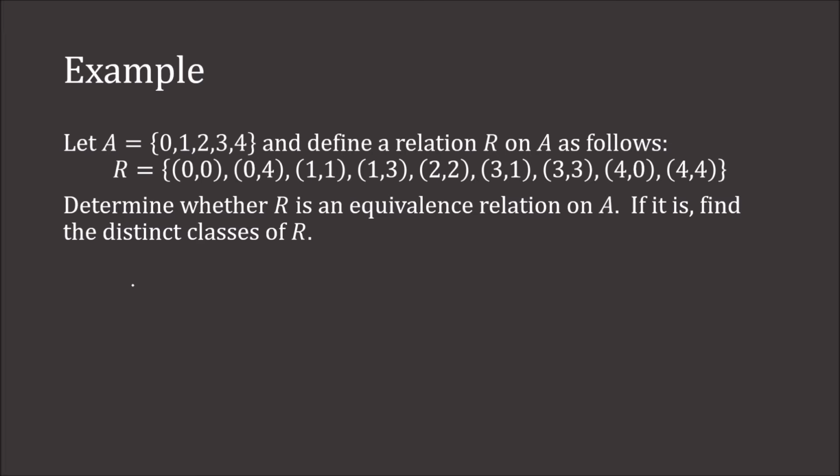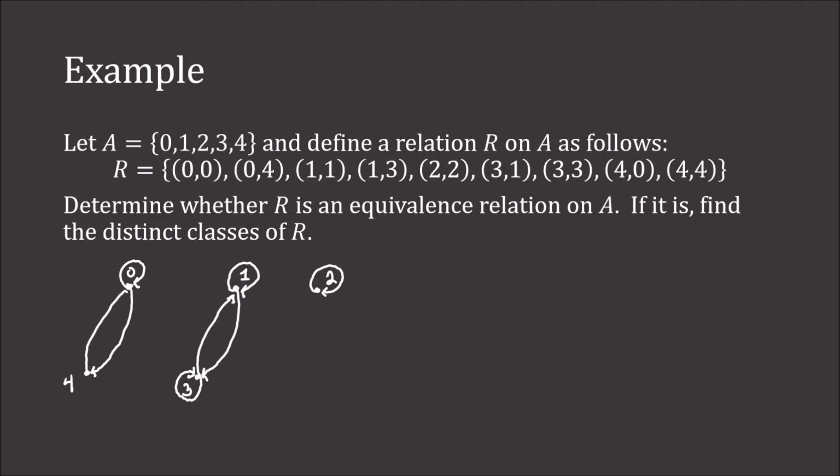So let's have 0 there. Let's have 1 there. Let's put 2 here. Let's put 4 there. And let's put 3 there. Right, so we have 0, 0. Then we have 0, 4. We have 1, 1. We have 1, 3. We have 2, 2. We have 3, 1. 3, 3. 4, 0. And 4, 4.